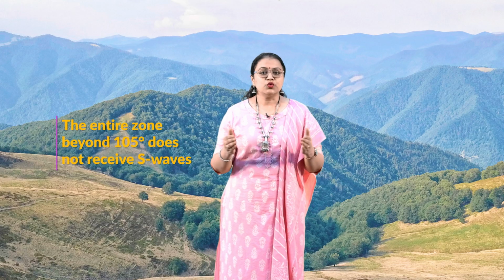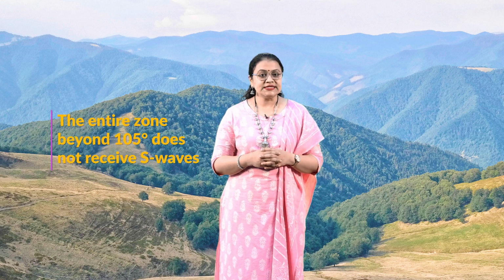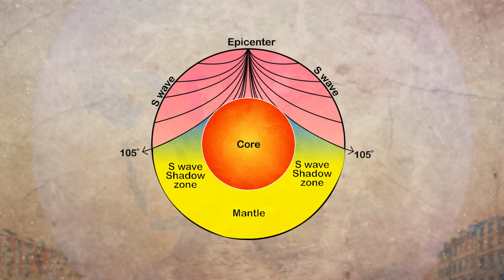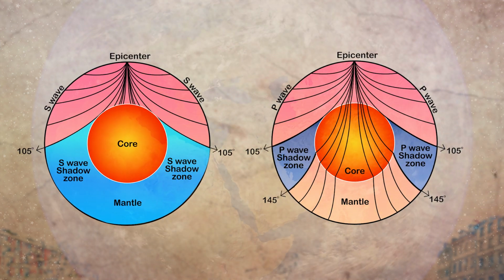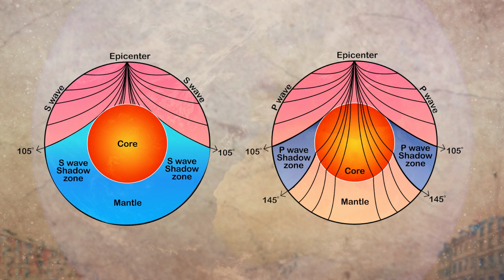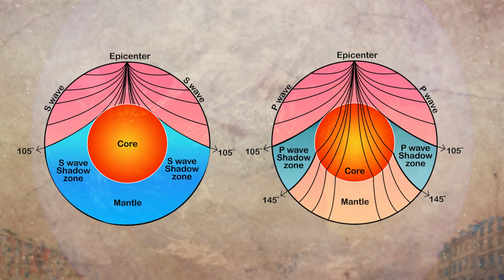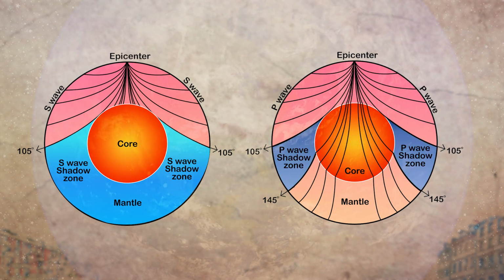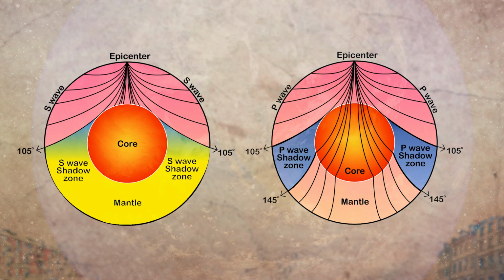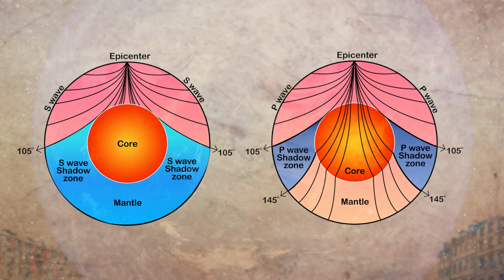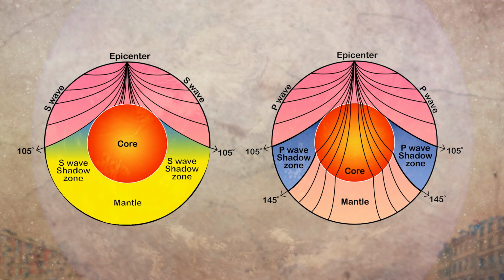The entire zone beyond 105 degrees does not receive S waves. The shadow zone of S wave is much larger than that of the P waves. The shadow zone of P waves appears as a band around the earth between 105 degrees and 145 degrees away from the epicenter. The shadow zone of S waves is not only larger in extent, but it is also a little over 40% of the Earth's surface.